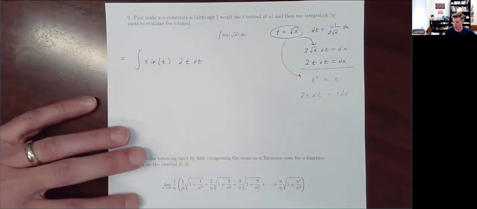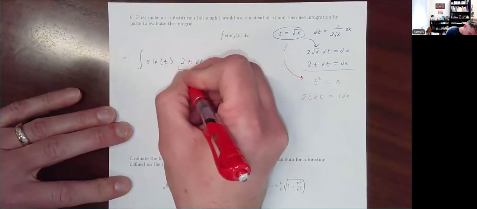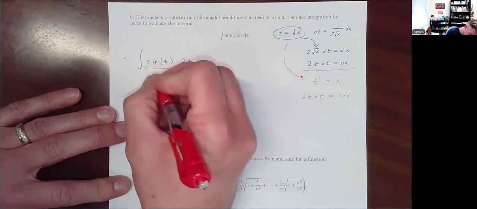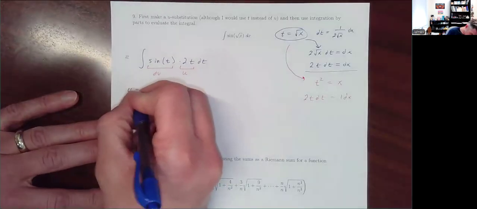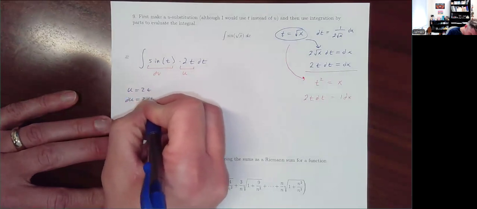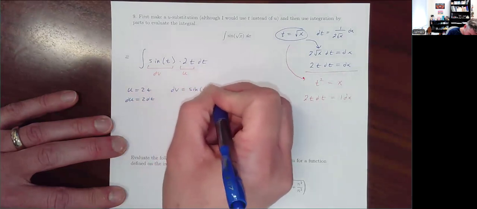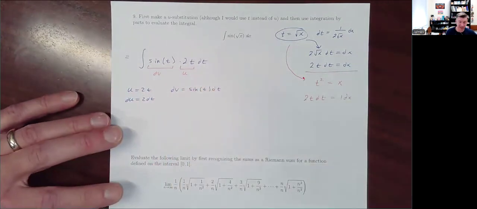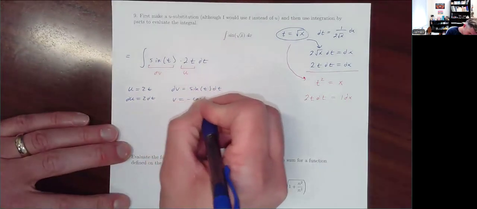And now it's an integration by parts problem. So we're going to let u equal this part and dv equal this part. So u is equal to 2t, du is equal to 2 dt, dv is equal to sine of t dt, and the antiderivative of sine of t is negative cosine of t. So v is equal to negative cosine of t.